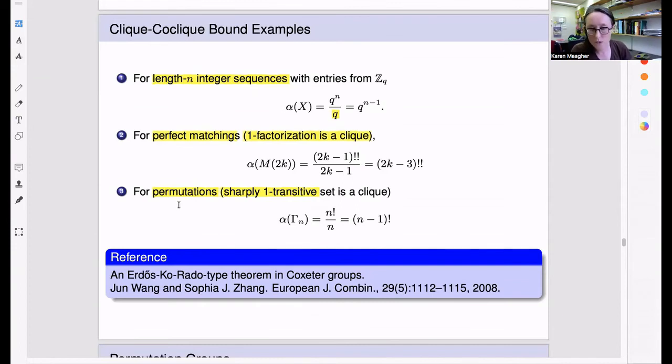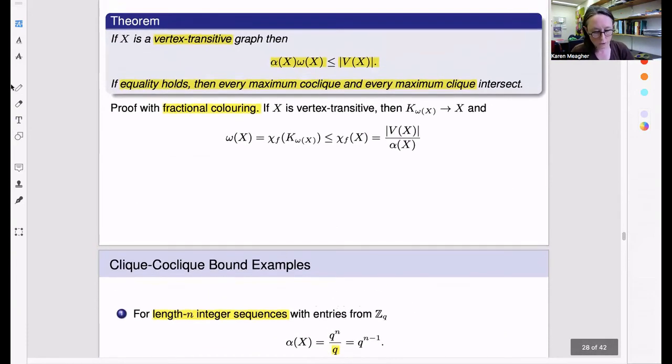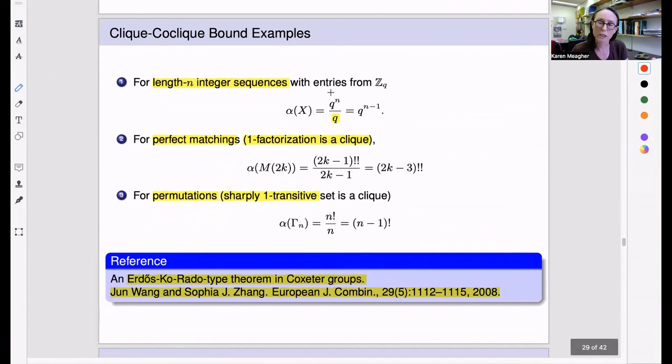And for permutations, this was done in the 70s by Deza and Frankl. And recently, I guess 2008, a paper came out that basically used the second part of the clique-co-clique bound. They used the part that if equality holds, every maximum co-clique and clique intersect. And they were able to push that carefully to get the characterization, to show not only the size of the largest co-clique, but that the only largest co-cliques are the things that stabilize a point.